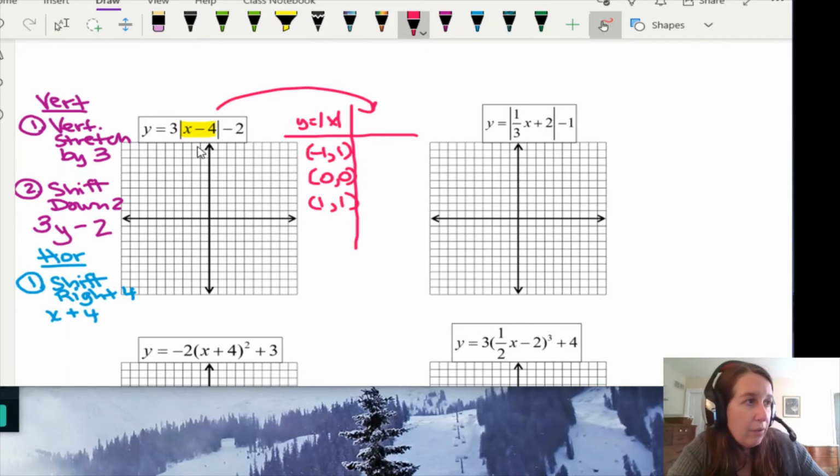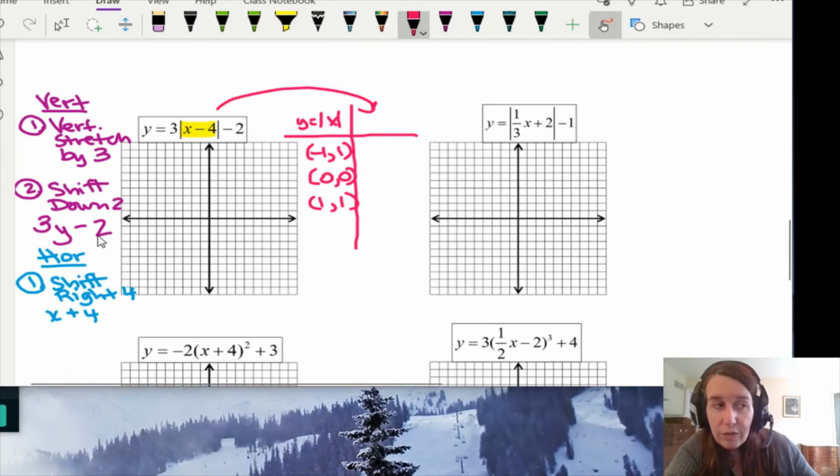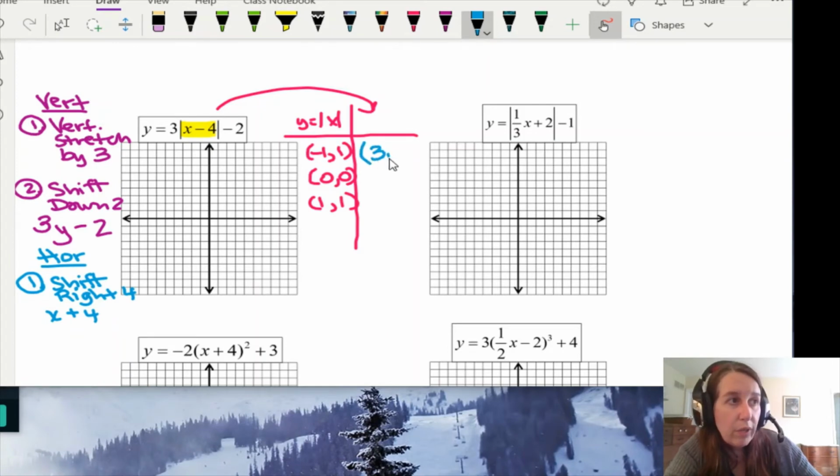All right, now when we do our transformations, we're going to do 3y minus 2 for the y's, and we're going to do x plus 4 for the x's. So let's do that all at once, I think. So for the x's, x plus 4. So -1 plus 4 gives us 3. 0 plus 4 gives us 4, and 1 plus 4 gives us 5.